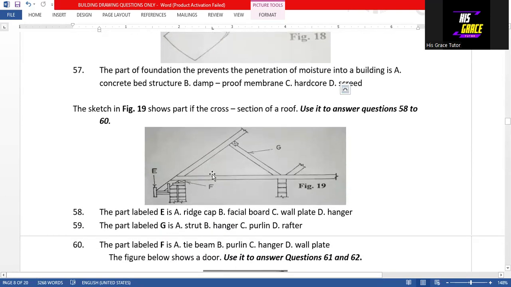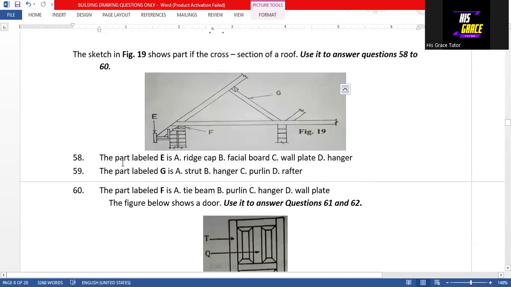Then we have to use this diagram to answer questions 58 to 60. Question 58, the part labeled E is a fascia board. That is option B. Then question 59, the part labeled G is a strut. That is option A, the answer to question 59. Then question 60, the part labeled F is a wall plate. That is option D, the answer to question 60.